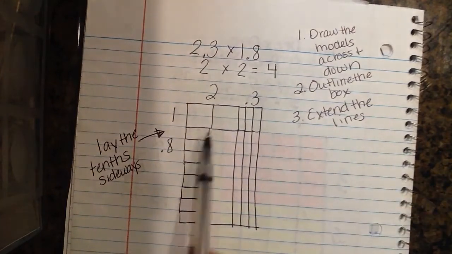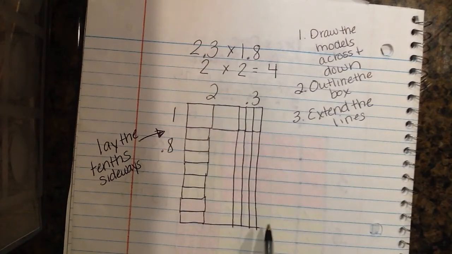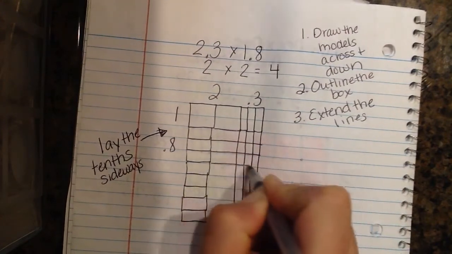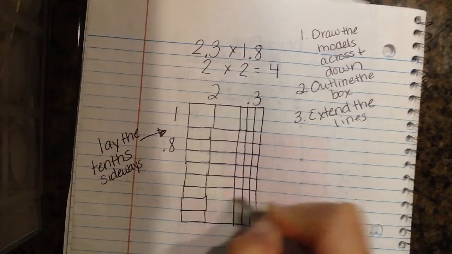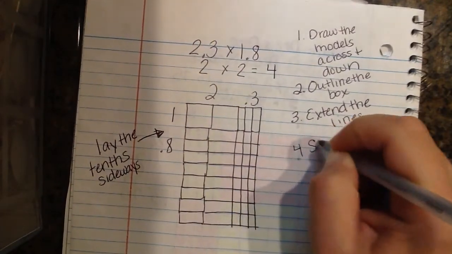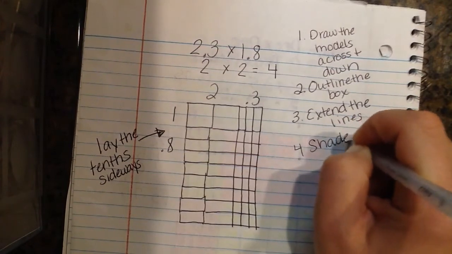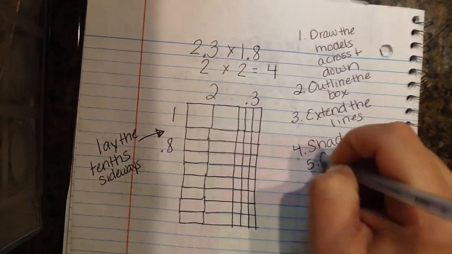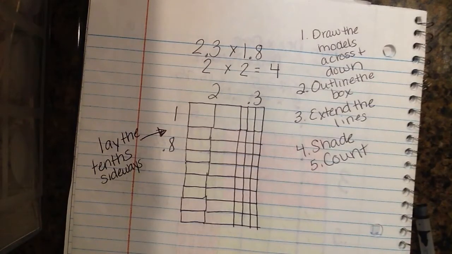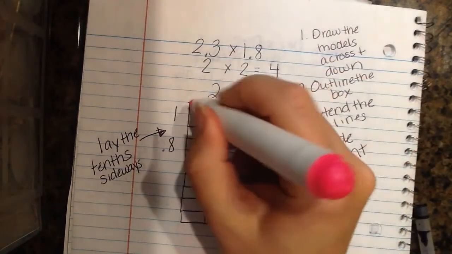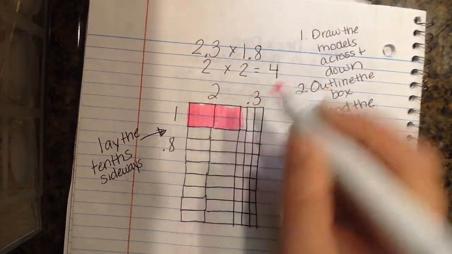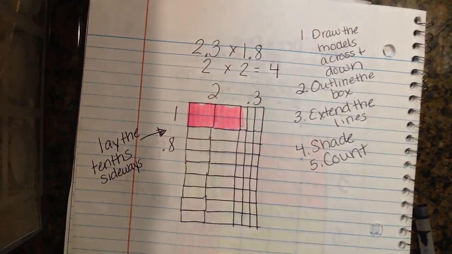Okay, so let's see what I did. There, I drew all my down lines. Then I'm going to do all my across, so I don't miss any. Okay, so now I'm going to shade. Then I'm going to count, because it's kind of hard to see when I have my numbers all jumbled up like this. So I'm going to do my holes. How many holes do I have? 1, 2. That makes sense because I have 1 times 2.